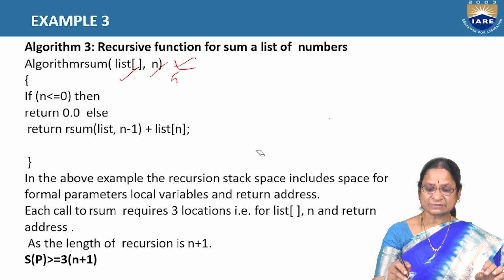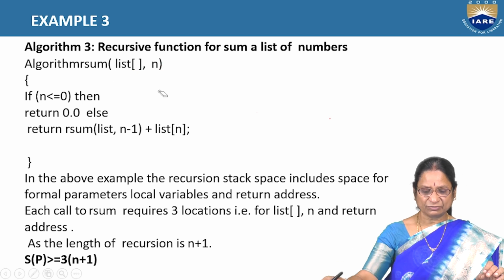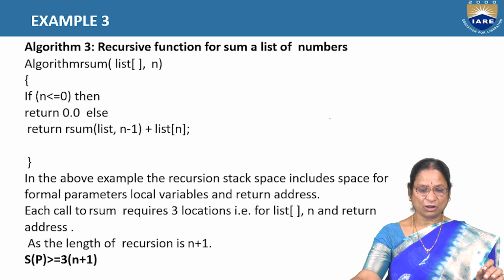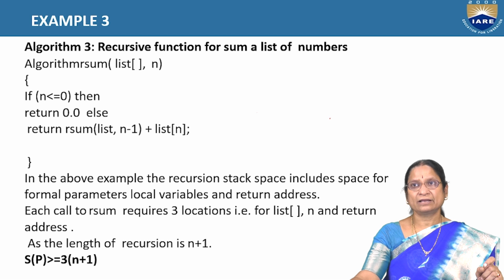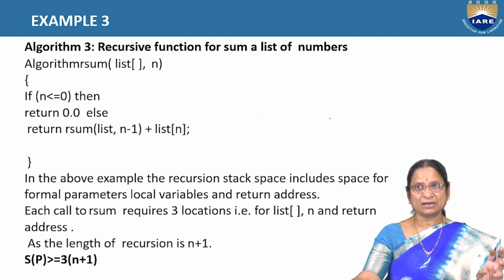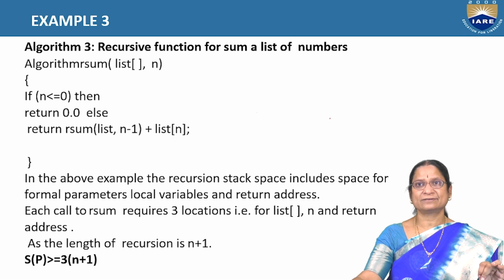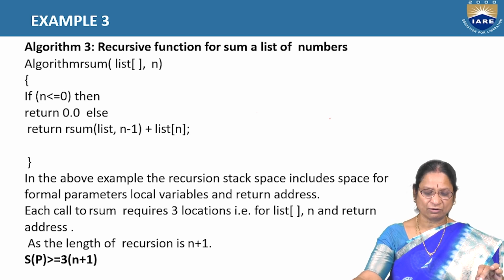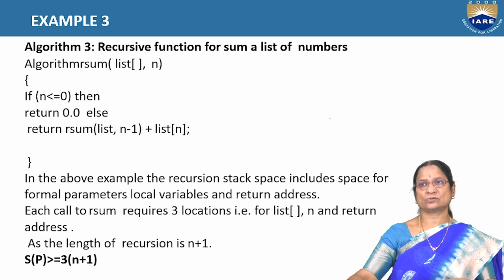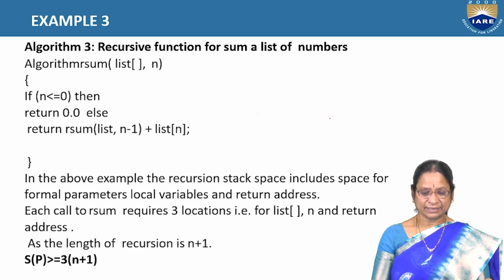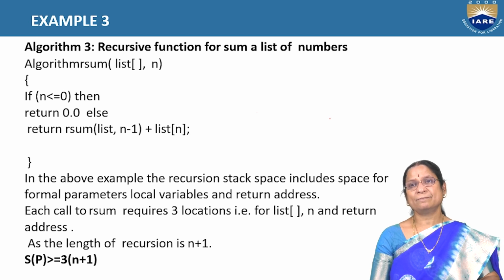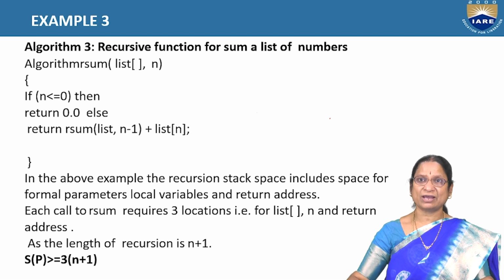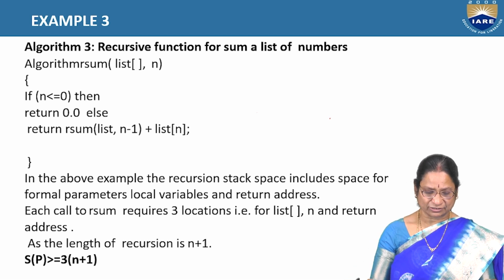So the changes that occur depend upon n, which is the variable. It depends on how many times it is recursing. The recursive stack space is considered. It includes space for the formal parameters, local variables, and return address. That means each call of rsum contains 3 locations along with our list also. So the length of the recursion is n plus 1 calls. Actually, correctly n times only, but n plus 1 times because it will return the 0 value. So reversely it starts calculation.